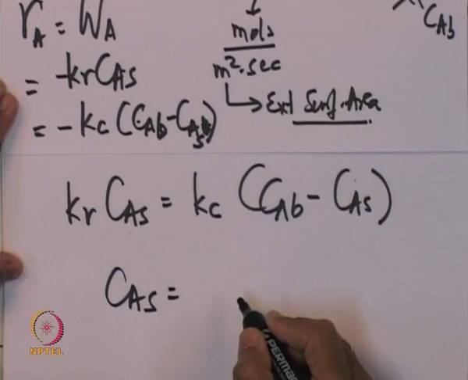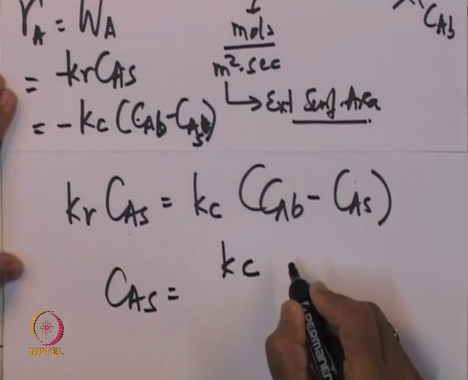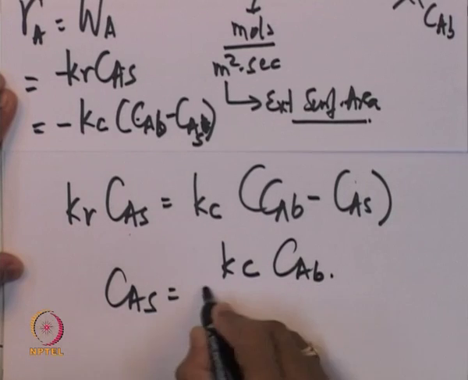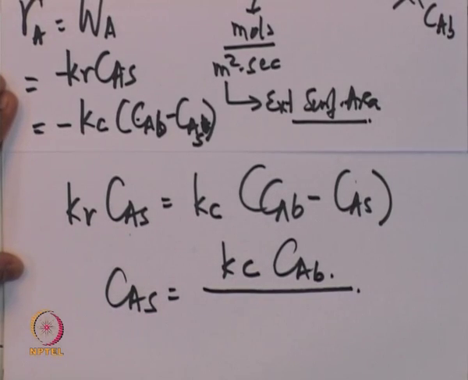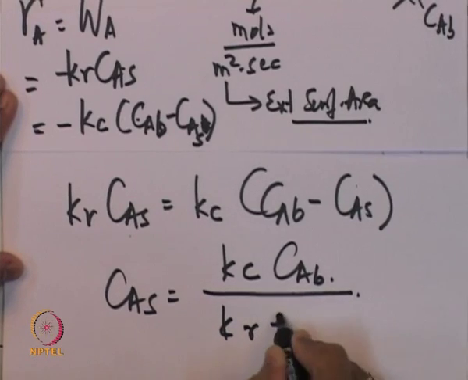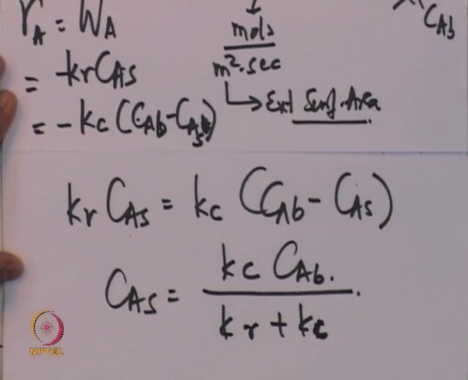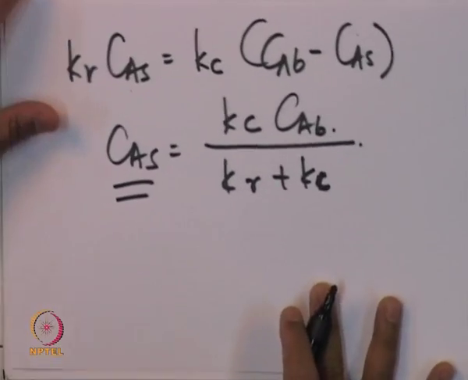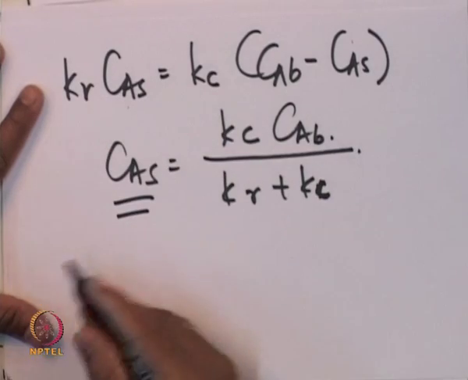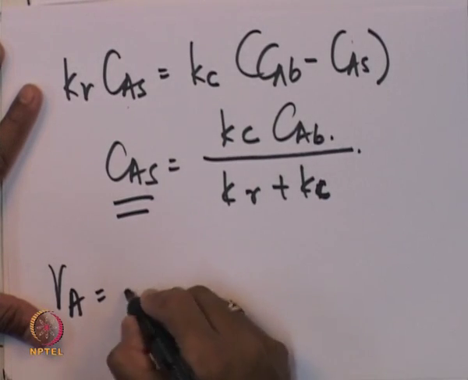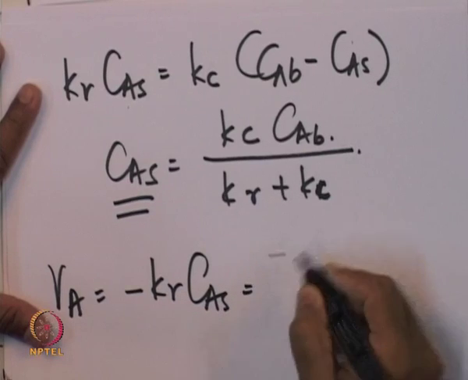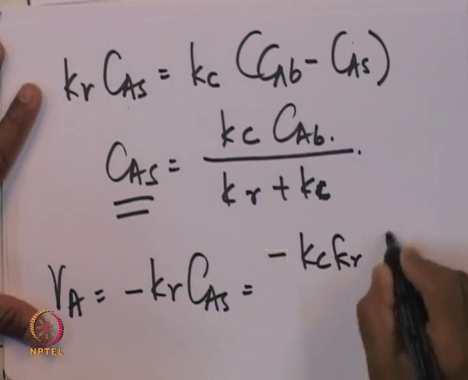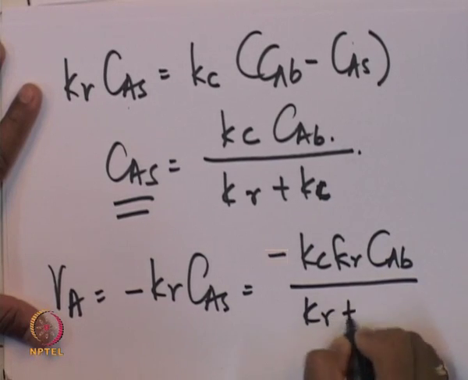From this, what I get is CAS is equal to KC CAB divided by KC plus KR. So, I got the expression for CAS. Now, I substitute for CAS in the rate equation. RA is equal to minus KR CAS, which is equal to minus KC KR CAB divided by KR plus KC.